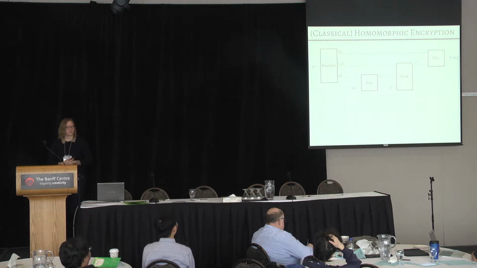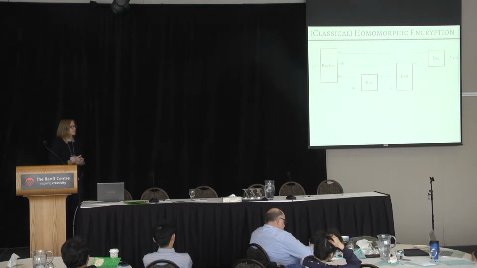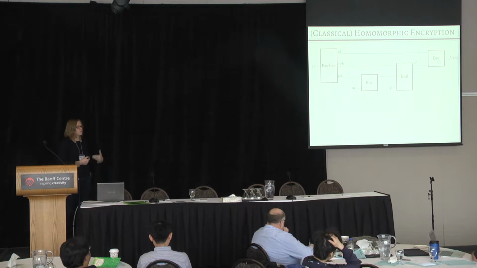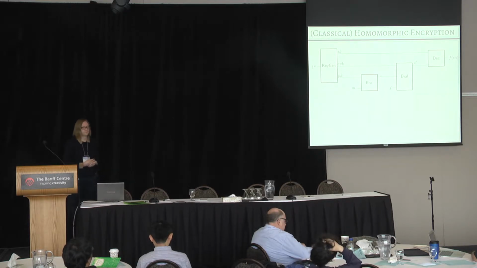There's an evaluation procedure, which takes a ciphertext and an evaluation key, and also some classical function f, which should be given as a circuit, so some list of gates over some universal classical gate set. And then the evaluation procedure outputs some other ciphertext. And then there's a decryption procedure, which takes a decryption key, a ciphertext, and outputs another message, which is hopefully the result of applying the function f to the message m.